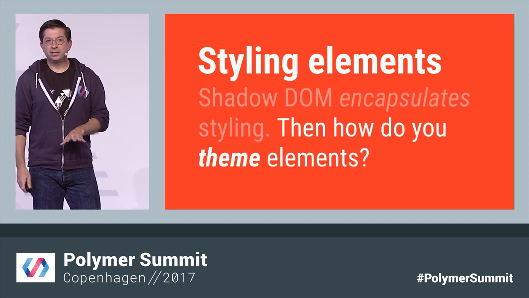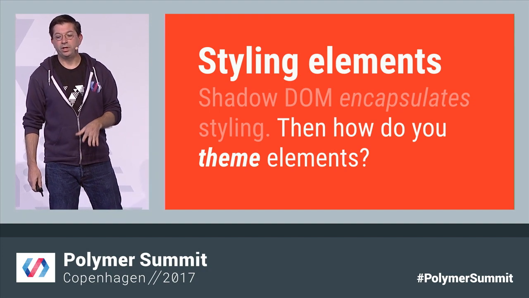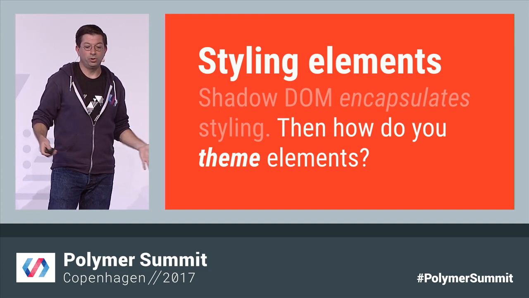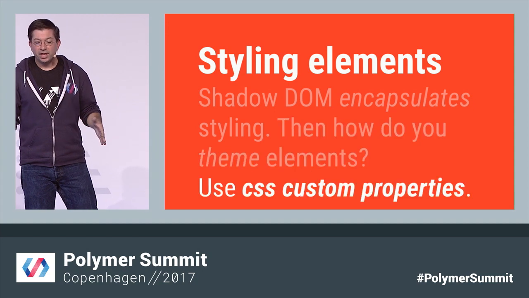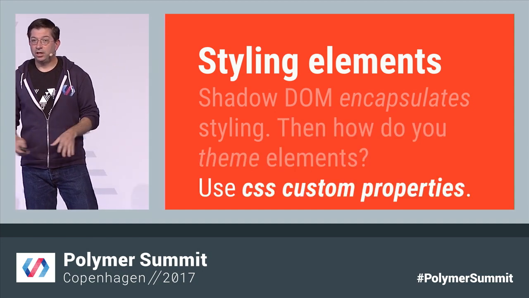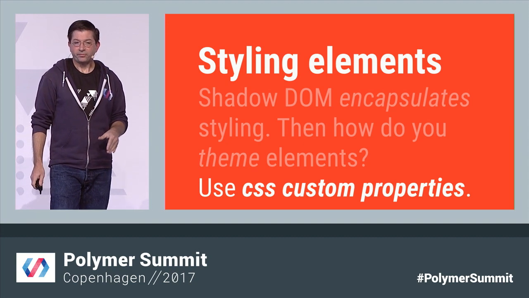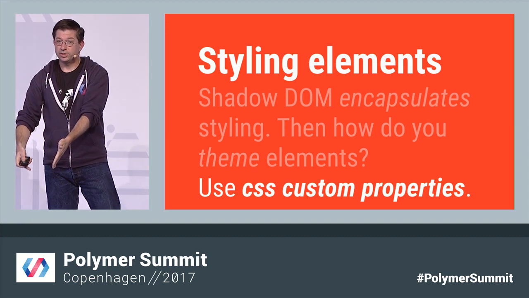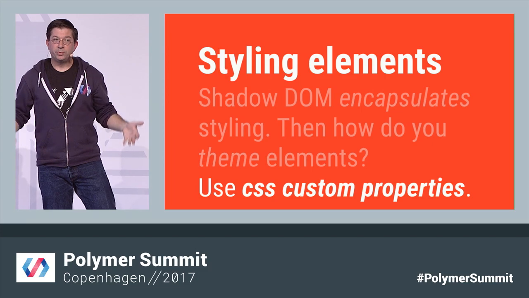And we know that that encapsulation is in tension with theming, which is a more global concern. But we have an answer for that, which is CSS custom properties, natively available on all major browsers now. They naturally flow down through the Shadow DOM boundary, where we can use them in our custom elements if we want to. And let's sketch this out a little bit so we understand it.